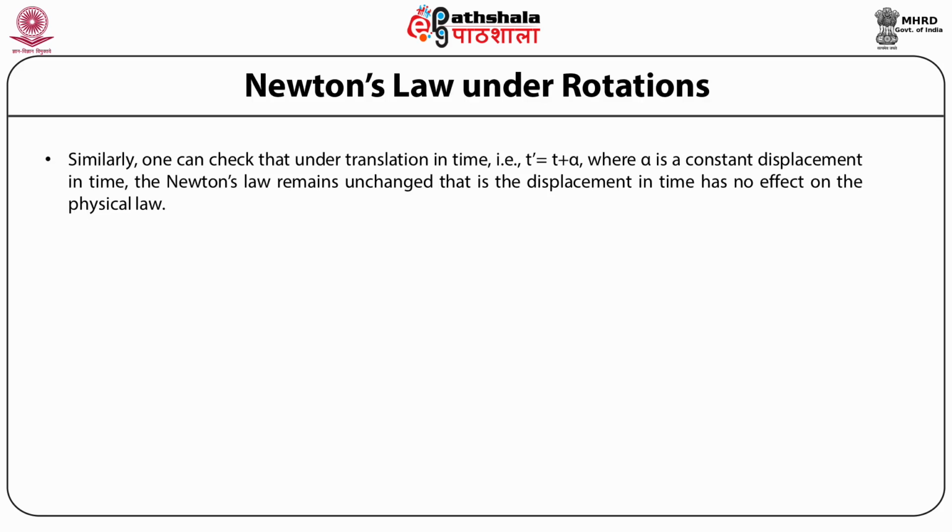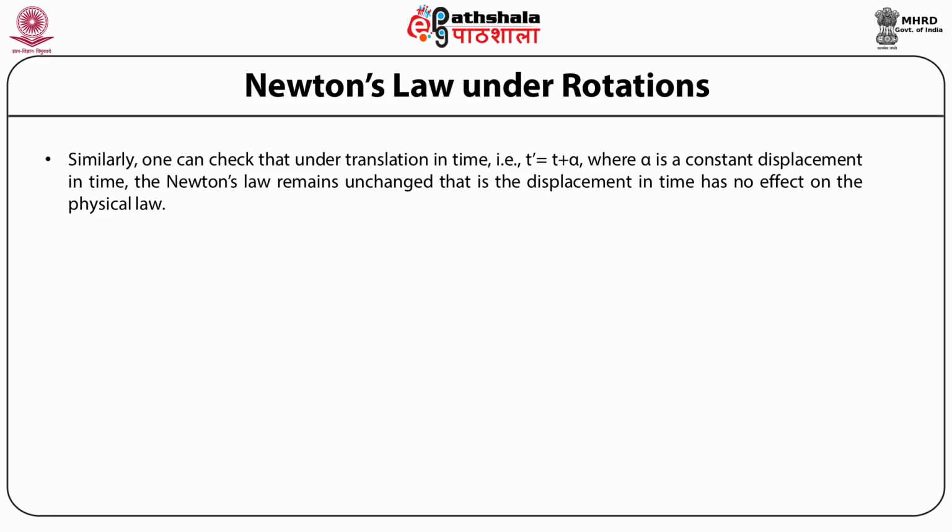Supposing the time t undergoes a translation to t prime such that t prime is equal to t plus alpha, where alpha is a constant displacement in time, then also we see, by a similar exercise to what we did earlier, that Newton's laws of motion remain unchanged. That is, the displacement in time has no effect on the physical law. So in this manner, we can also say that Newton's laws under translation in time are invariant. That is, they remain invariant whenever we make such a transformation in time.